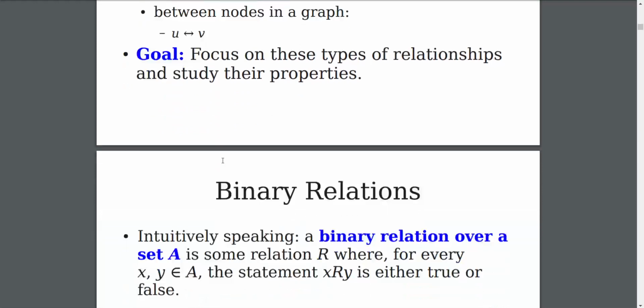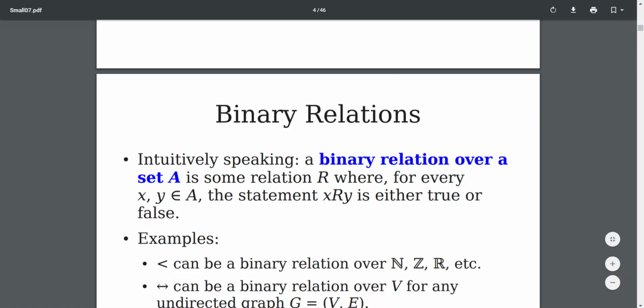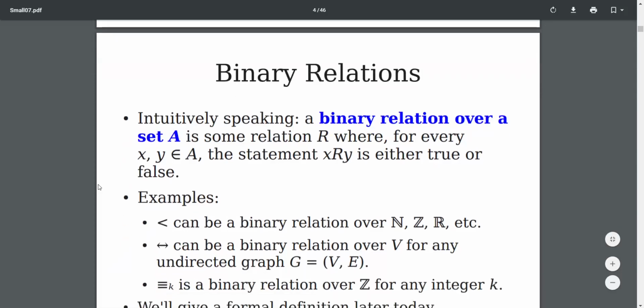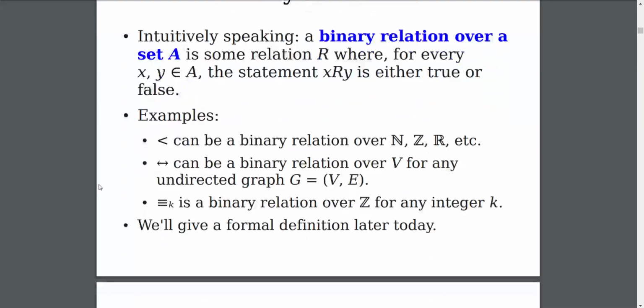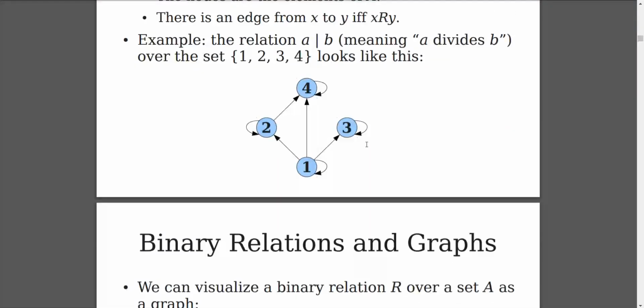Study their properties. Intuitively speaking, a binary relation over set A is some relation R such that for every x, y belonging to A, this relation is either true or false. So this could be a binary relation. Basically, any kind of relationship is considered a binary relation.